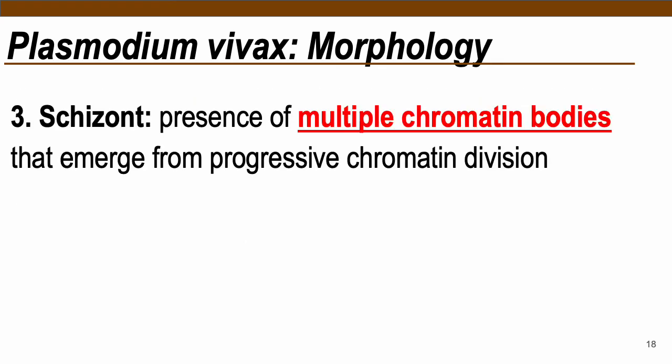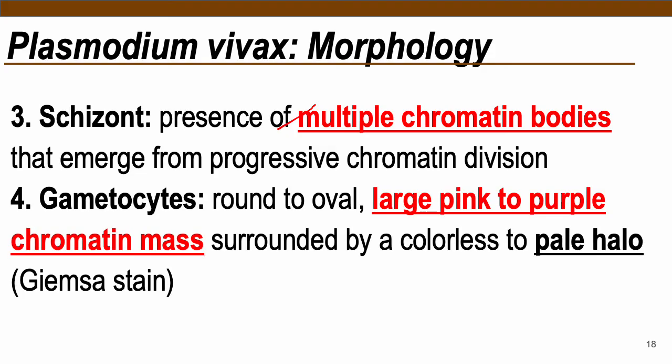Next one, for the schizont, the presence of multiple chromatin bodies is the diagnostic stage for Plasmodium vivax. This emerges due to the progressive chromatin divisions happening inside the RBC. For the gametocytes, or the mature gametes, these are large pink to purple chromatin masses with a colorless to pale halo under the Giemsa stain. So let's look at the pictures.